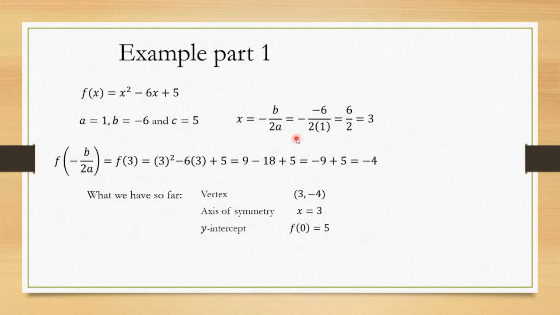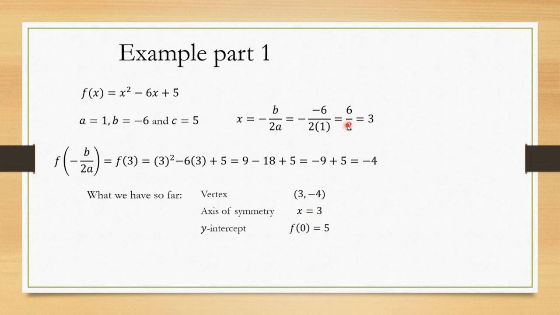So from here, we have A is 1, B is -6, C is 5. And so from here, we get x is -b over 2a. That's going to be -6 over 2 times 1, which is just 6 over 2, which is 3. Okay, that's good. So that tells you right away that the axis of symmetry is 3, which I have down here.